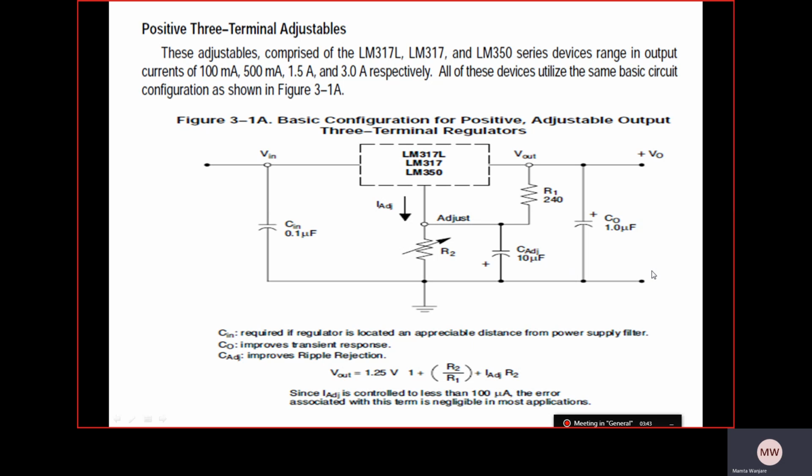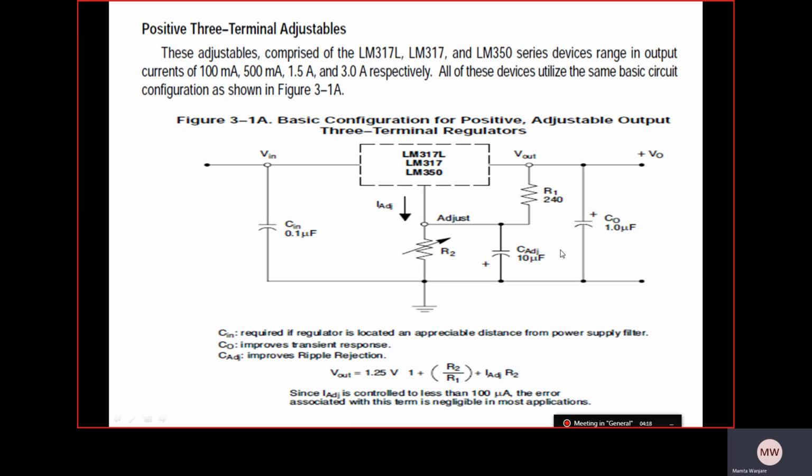There are different types of voltage regulators available: fixed type and variable type. The variable type of voltage regulator has a range of 1.2 to 25 volt, or 37 volt, depending upon that voltage regulator IC. LM317, LM350, these are the different variable or adjustable voltage regulator ICs available.